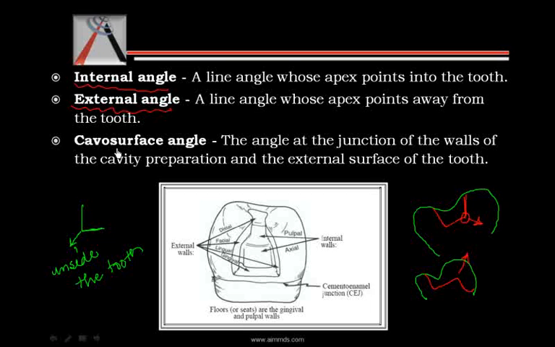But whenever we are considering line angle, we do not talk about the junction of the inside of the cavity and the unprepared surface of the tooth, because that particular junction is not called as line angle, but that has a specific name, that is the cavo surface angle. This point is important because when we are counting the line angles and point angles, we do not count cavo surface angles.